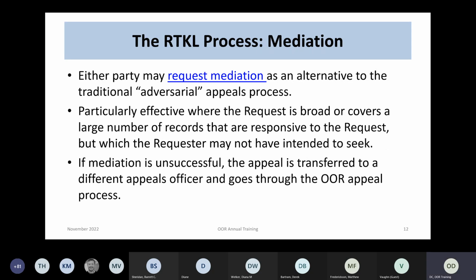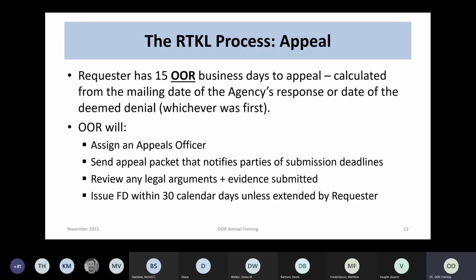We do have a mediation process. So when you file an appeal with us, you can request mediation. Keep in mind that both parties need to agree to the mediation so that you can work through that together. There will be a little more discussion on this later on, but we have found this particularly helpful with voluminous requests or when agencies and requesters are speaking about the same records and using different language. At the end of the process, if it's not successful, it just gets transferred to a different appeals officer to go through the rest of the appeal process.